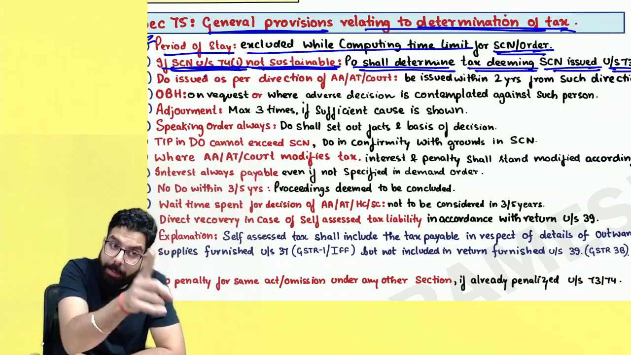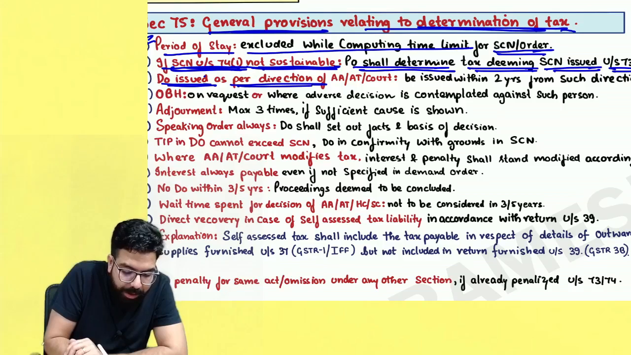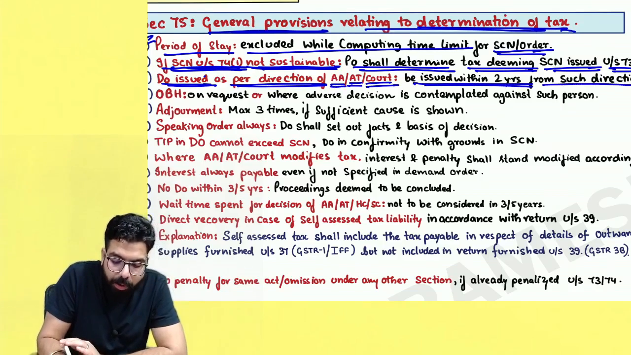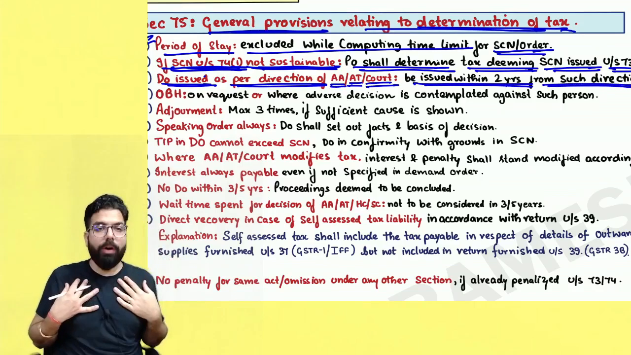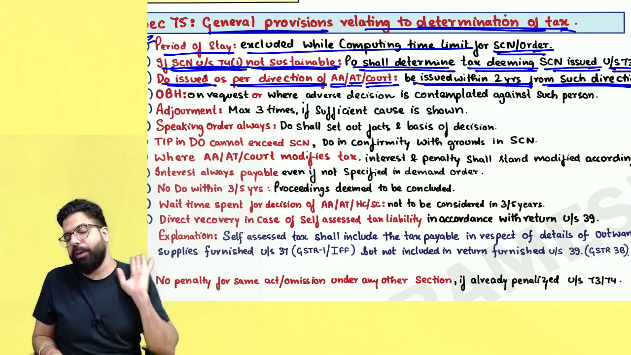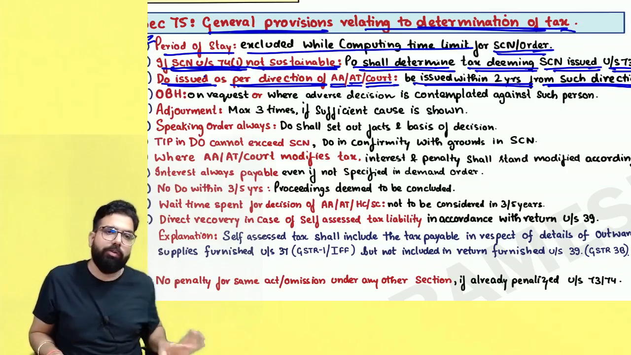Remember one thing, the time limit to pass the demand order as per the direction of the appellate authority, appellate tribunal, or court will always be 2 years from the date of such direction. Once the court has given the direction, from that time within 2 years, the officer has to raise a demand order. Demand order should be passed.